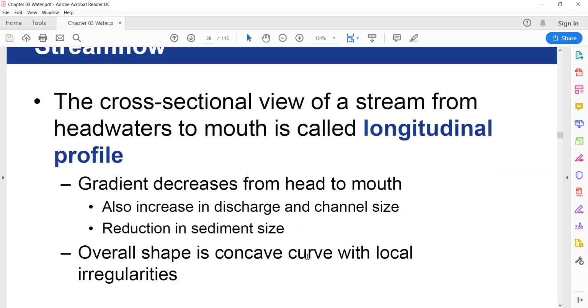There is another important term called longitudinal profile. This indicates how the slope of a river, or the landscape over which it is flowing, is changing.